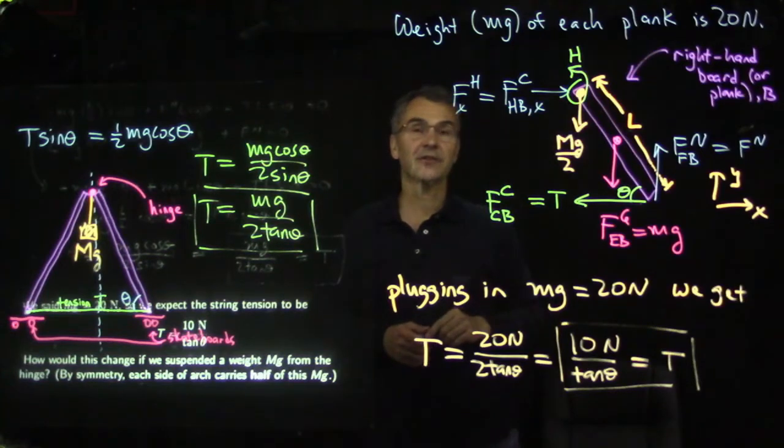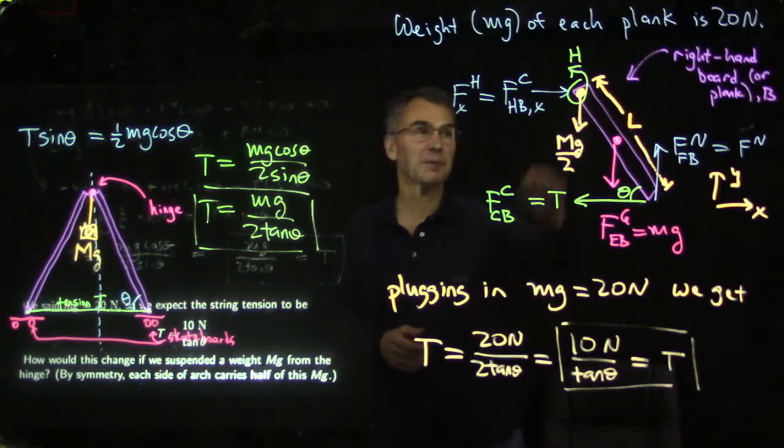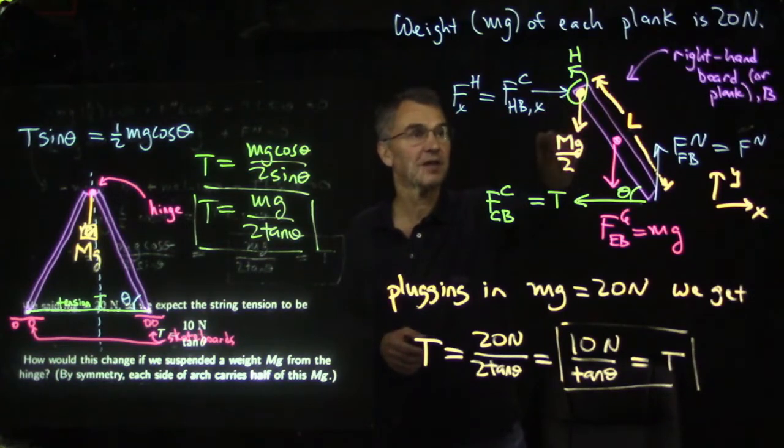I think I might leave it as a homework problem. Or if you're feeling really ambitious, maybe it could be an extra credit problem. But I think I might turn it into a homework problem to ask what would happen if we suspended an extra mass, big M, from the hinge here. How would that affect the tension?